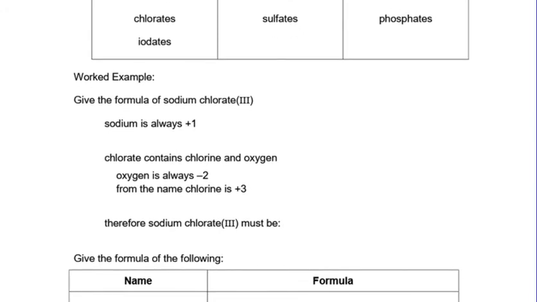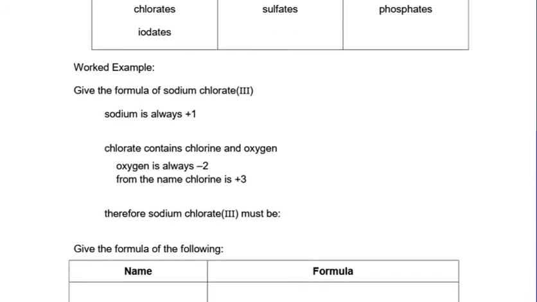So how would you put all this into practice? It says, give the formula of sodium chlorate(III). So we know that sodium is always +1, so we know that that bit is Na+. Chlorate means chlorine and oxygen, and we know that chlorates are always -1. So we've got chlorine and oxygen, and chlorates have a -1 overall charge.